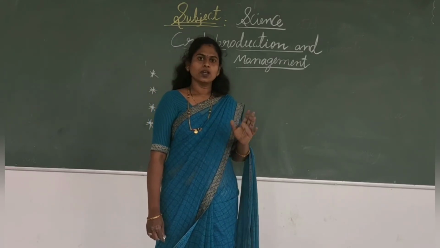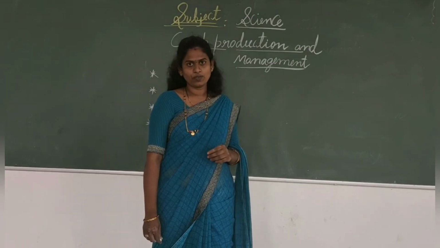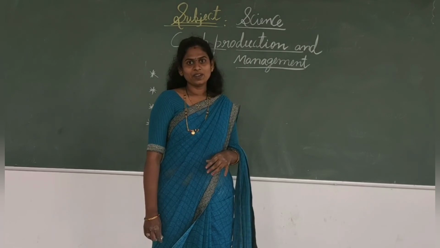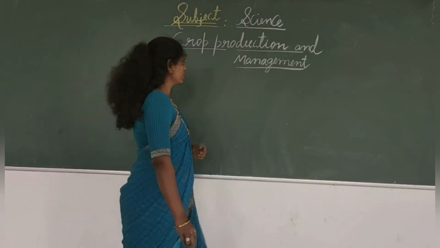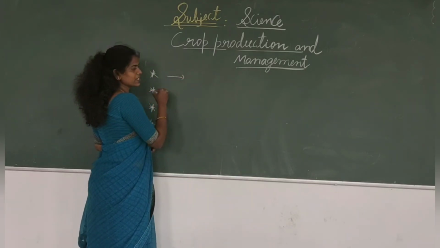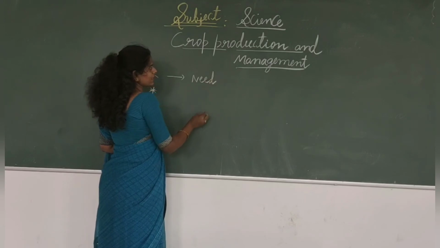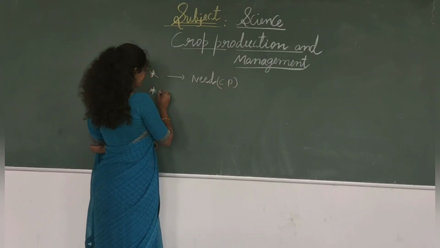We discussed what the different types of crops are, the definition of the crop. What is the need of the crop? Why do we have to grow the crop? Which things are important for that? So let us recall what we have discussed. We have discussed the need for crop production.